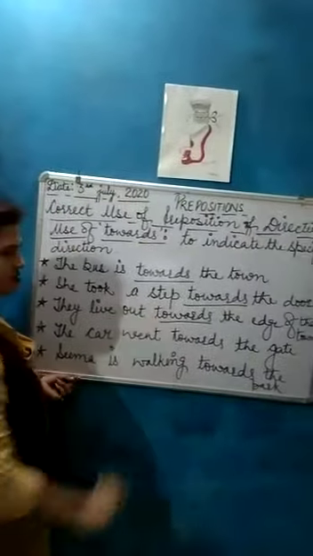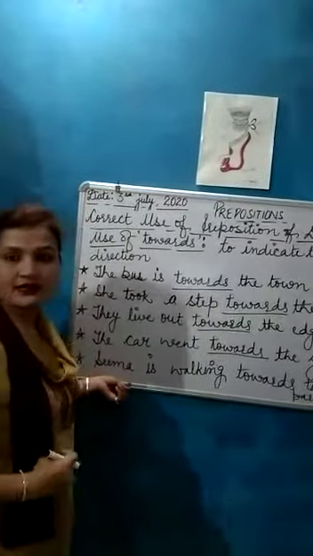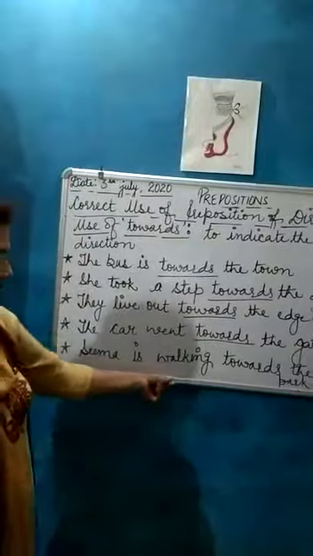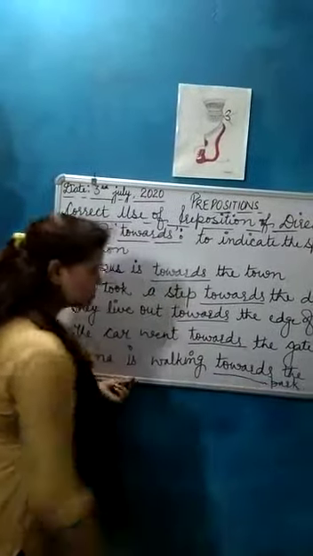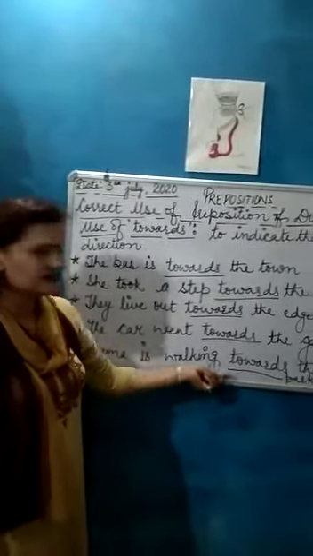The car went towards the gate. The car went in a specific direction, and that is the gate. Seema is walking towards the park. Here, towards is used because Seema is walking in a specific direction, that is the park.